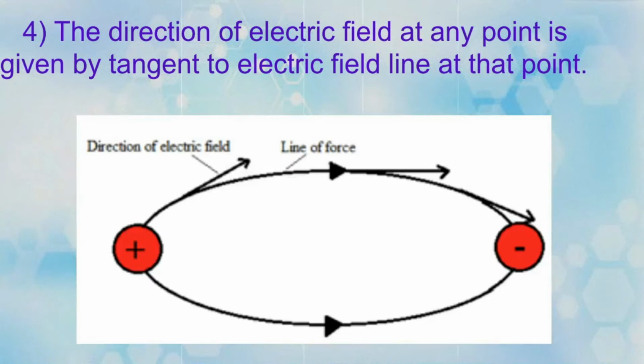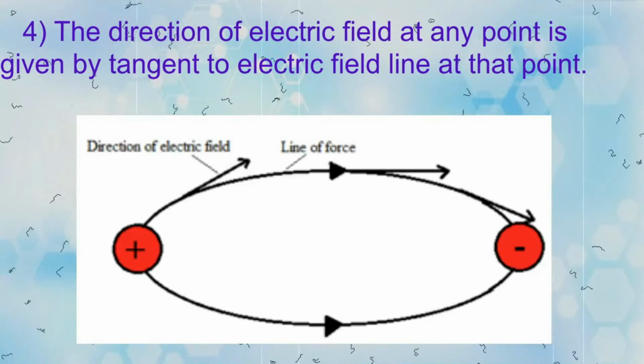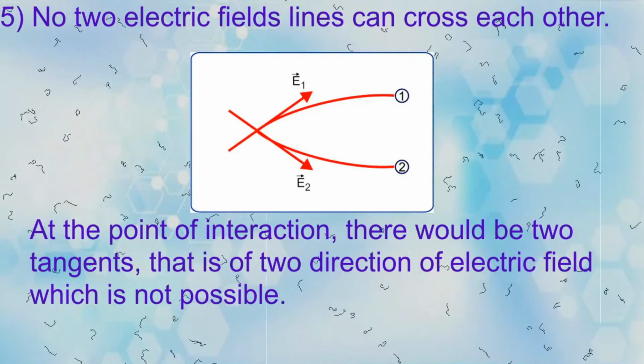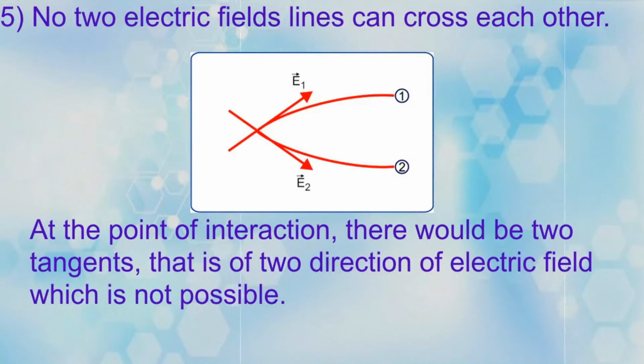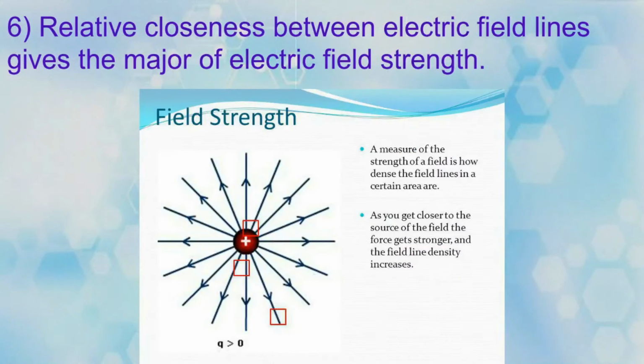The direction of the electric field at any point is given by the tangent to the electric field line at that point. No two electric field lines can cross each other. At the point of intersection there would be two tangents, that is two directions of electric field, which is not possible. Relative closeness between electric field lines gives the measure of electric field strength.